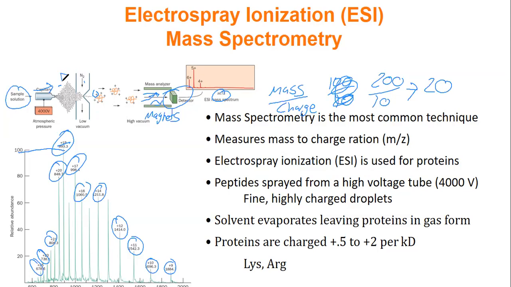Protein goes in, becomes a gas, becomes charged. When it becomes charged, it hits a detector. And based on how it hits the detector, we get a mass to charge ratio.